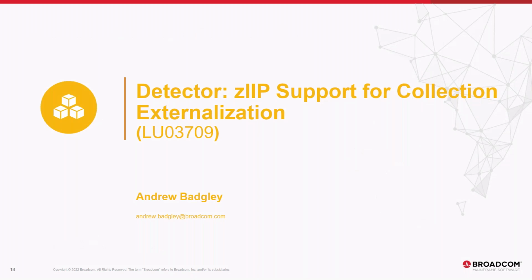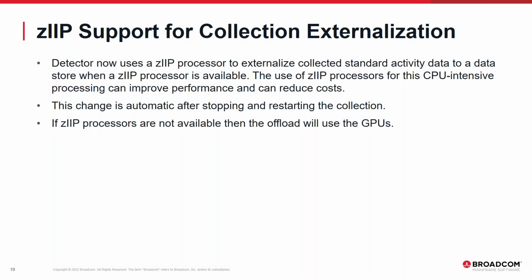Okay, staying in the performance area, moving over to Detector. First, I'd like to start with talking about some changes we made to the collection externalization process. We have moved that collection process over to the zip processors. So Detector now uses the zip processor to externalize collected standard activity data that goes into the data store when zip processors are available.